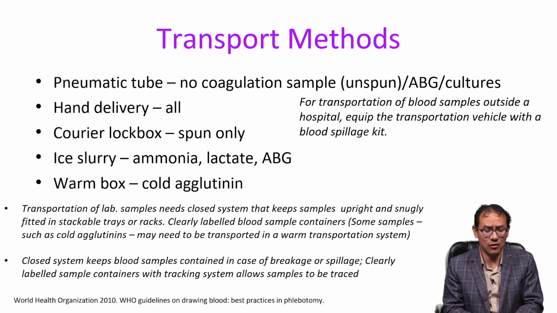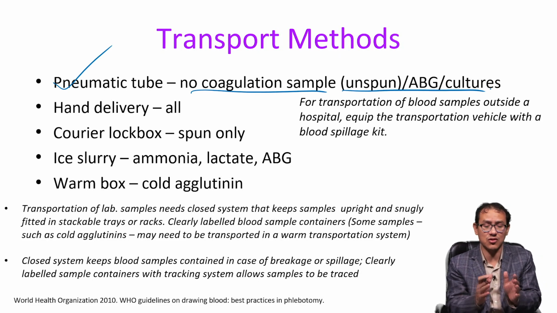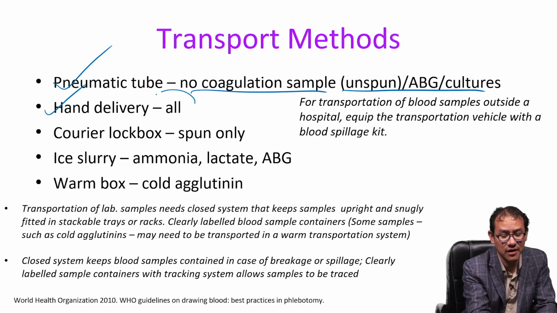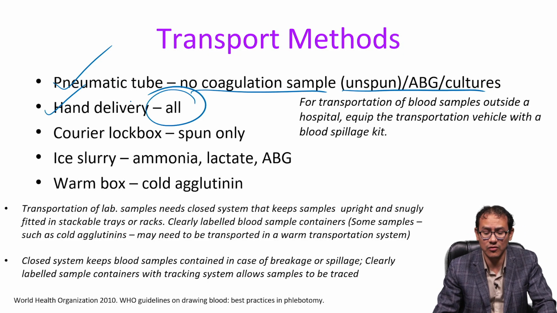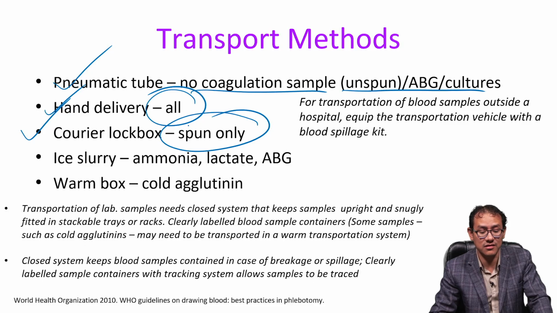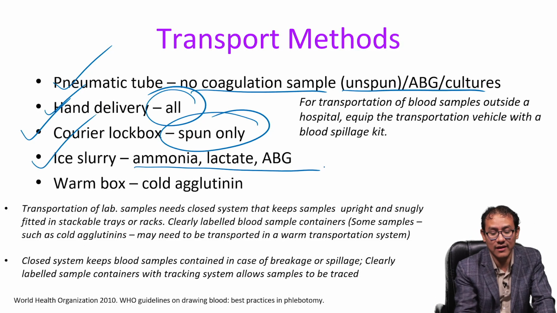So your job is very important, and accordingly you have to do it. Different transport methods are also there. For example, pneumatic tubes may be used, but not for coagulation samples, unspun ABG or culture; these have to be avoided using that tube. Hand delivery, if possible, should be used for all samples, because hand delivery is considered one of the best. A courier lock box can be used only for spun samples. Ice slurry is for ammonia, lactate, ABG.